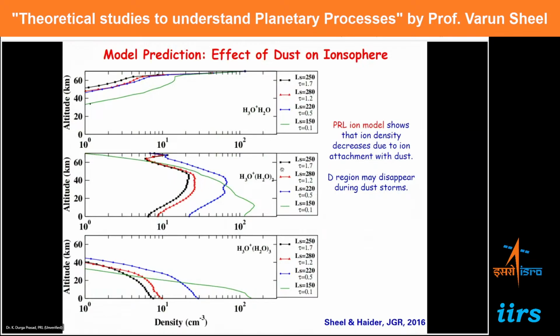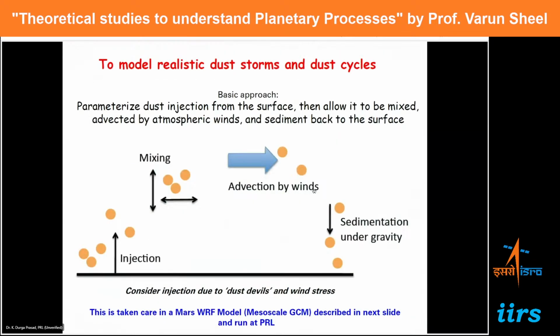So you can see that ion density decreases due to ion attachment with dust. So basically what it tells is that dust can play a major role in the production of ions, and the D region may completely disappear during a dust storm because of the presence of dust. So another thing is there, it is a steady state. So you can see what happens if the dust is there in the ion model.